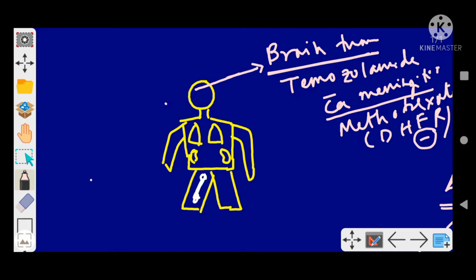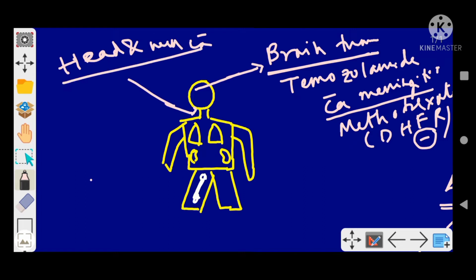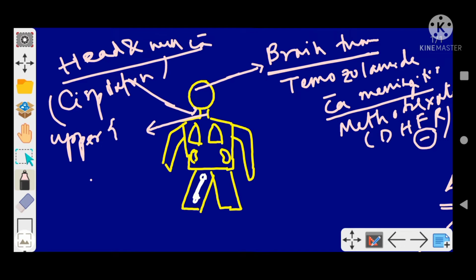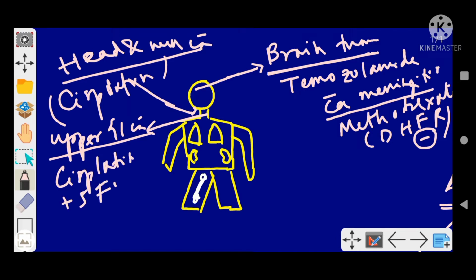Next I'm moving here. This is, you know, head and neck cancer. Head and neck carcinoma. Now for head and neck carcinoma we use cisplatin. Brain tumor we use temozolomide. For head and neck cancer we are using cisplatin, correct? Now just go downwards. So it is upper GI carcinoma, esophageal or gastric, whatever, upper GI, correct? So here we use cisplatin plus 5-fluorouracil, correct?